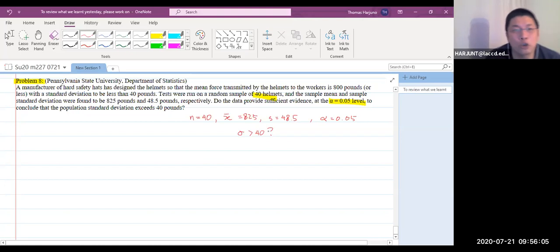Now, I need you to be careful with this. Notice that the question we need to answer is, can we conclude this? So you see that the conclusion doesn't have an equal sign, right? While in the first statement, you want the standard deviation to be less than 40 pounds.